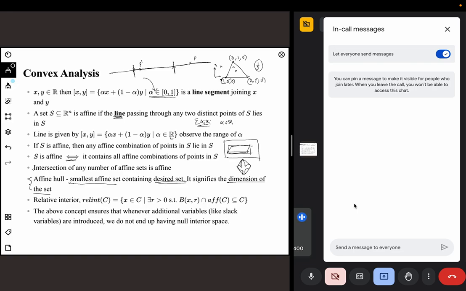I'm just giving you a simple example. It needs to be an affine set, right? A plane is an example of an affine set. So if you take planes, then this is the smallest possible affine hull you can make with the planes.